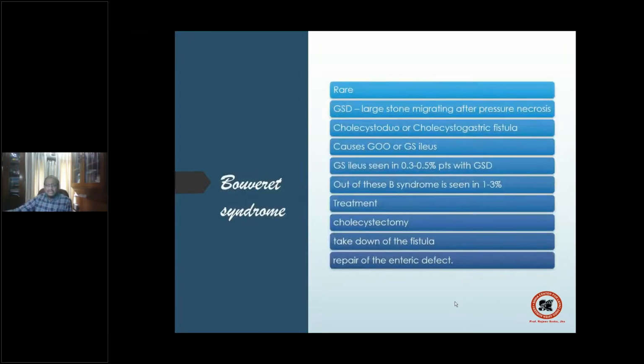Bouveret syndrome is another type of acute cholecystitis. Here, this is a large stone migrating after pressure necrosis, so cholecystoduodenal or cholecystogastric fistula, gastric outlet obstruction, or the gallstone ileus. So gallstone ileus and Bouveret syndrome are synonymous, another name for gallstone ileus. Seen in about 0.5% of patients with gallstone disease. Out of these, Bouveret syndrome is seen in 1 to 3% of patients with gallstone disease. Treatment: cholecystectomy, take down the fistula, and repair of the enteric defect.